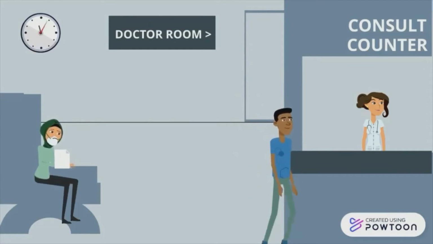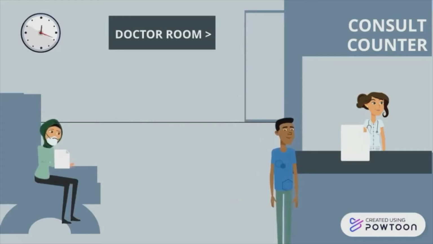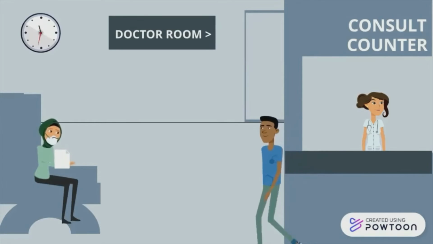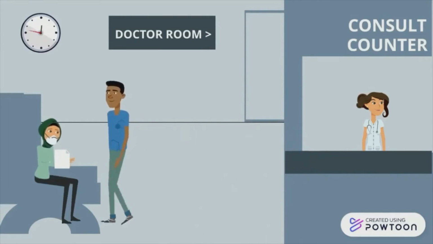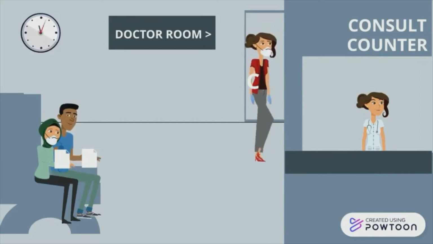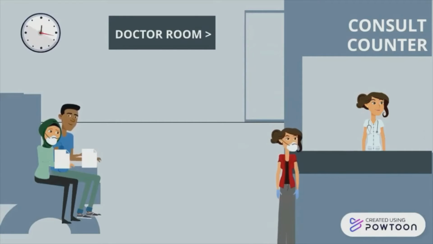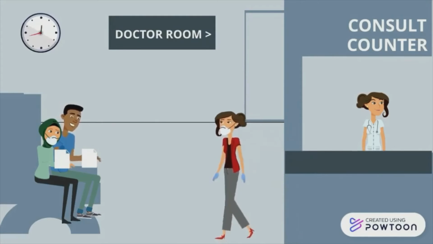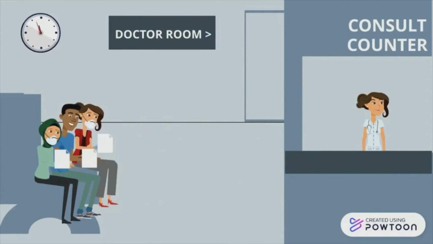The same goes for patient B, followed by patient C. Patient A is served by the consult cashier first as she arrived the earliest, followed by patient B and patient C. The patients are filling up the form.